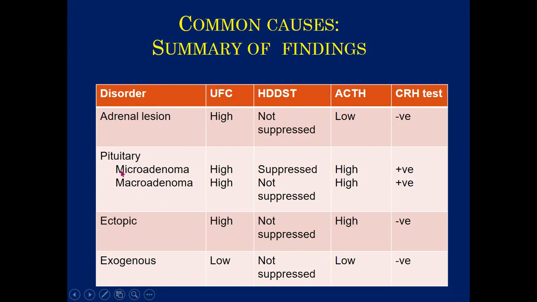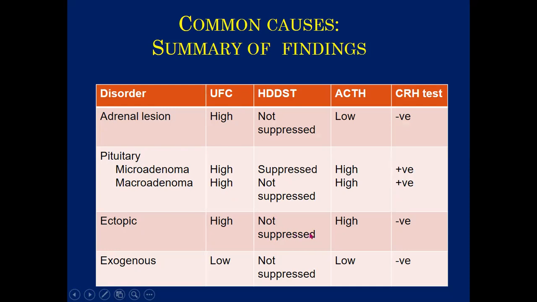In pituitary adenoma, if it is microadenoma, the urinary free cortisol, and in macroadenoma, both will be high. But this suppression will be present in the microadenoma, but not in the macroadenoma. In both, ACTH level will be high. Maybe in some cases in microadenoma, the level of the ACTH may not be very high, and CRH will be positive in both.